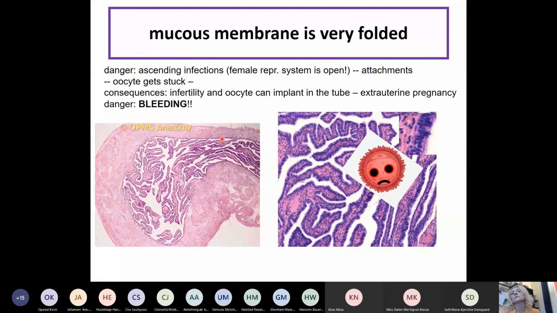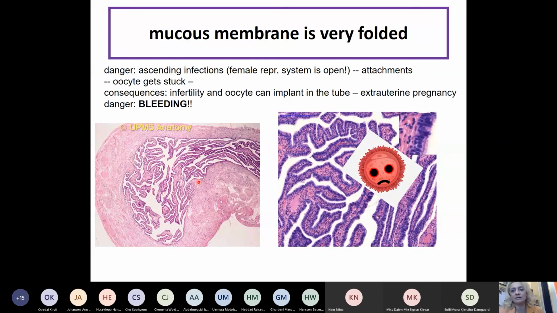So there are 2 consequences. Either this woman won't get pregnant, so infertility, because this travel is compromised. The egg does not reach the uterus. Or, which may be even worse and more dangerous, the fertilized egg will be embedded in the wall of the uterine tube. It cannot travel further, so it becomes embedded.